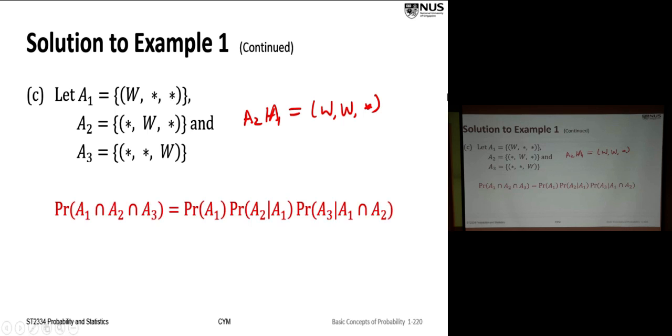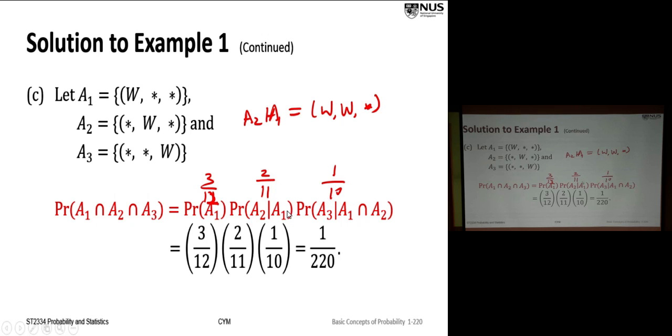So I break it down: the first one is a white shirt, so it is 3 over 12, 12 shirts altogether. The second one is a white shirt given that the first one is a white shirt, so it's 2 over 11. And then finally there is only 1 white shirt left among 10. So this is the answer for all 3 being white shirts.